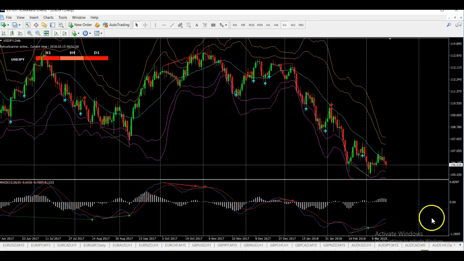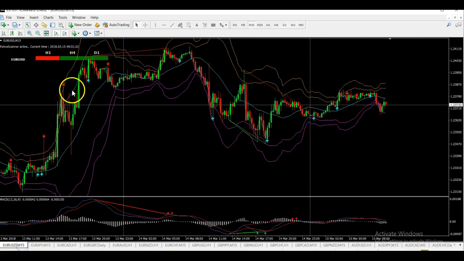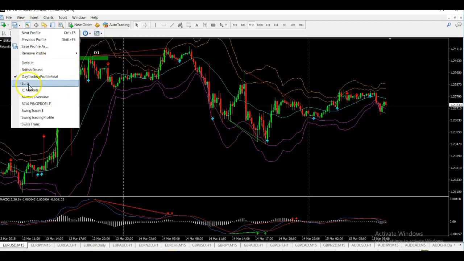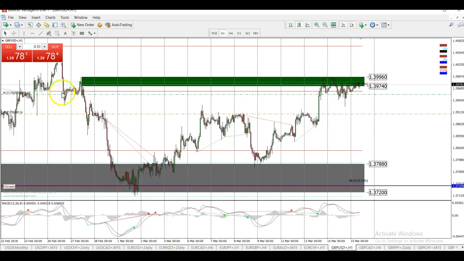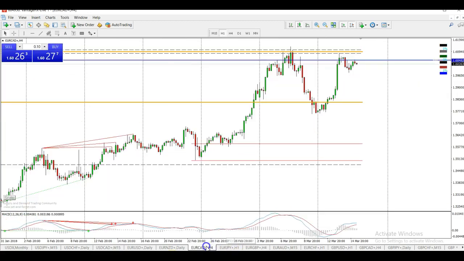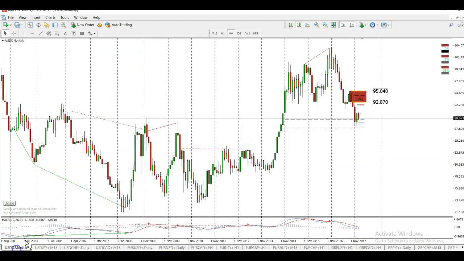And let's get into the action. Euro USD. I just want to go out to my swing trading profile. Load here. And let's look at the euro, US dollar, what's been happening in the US dollar.